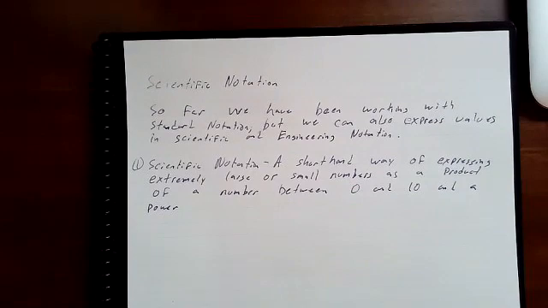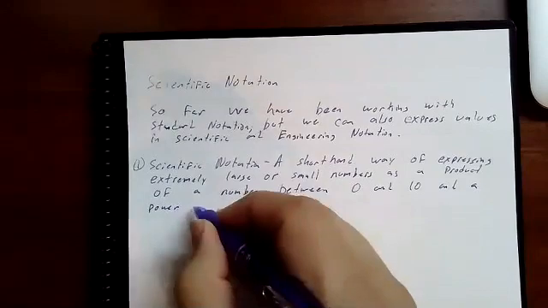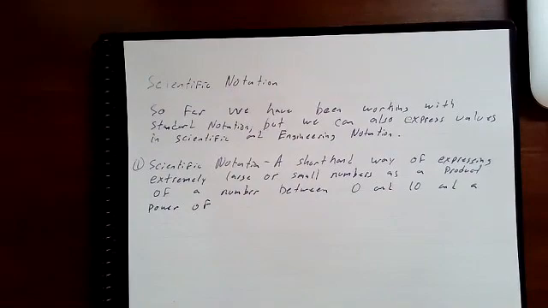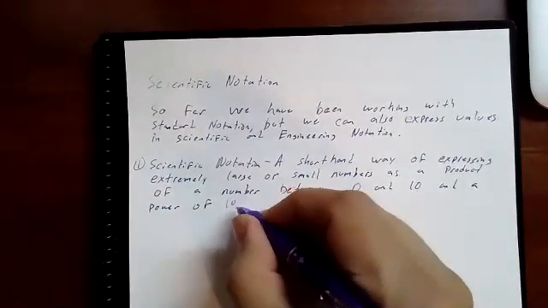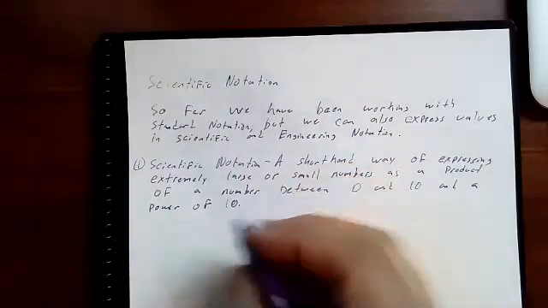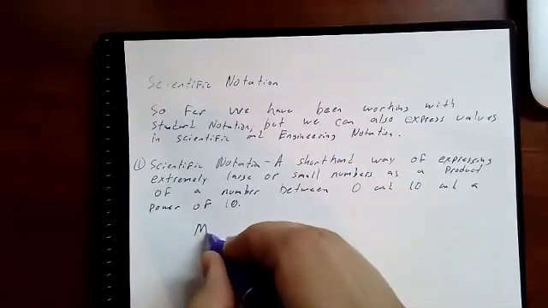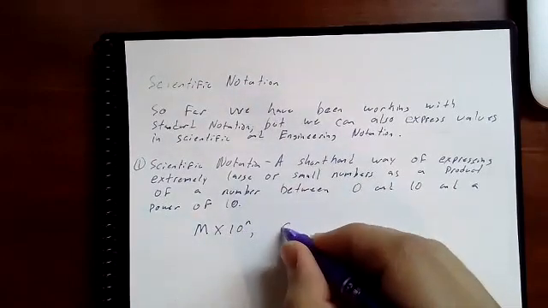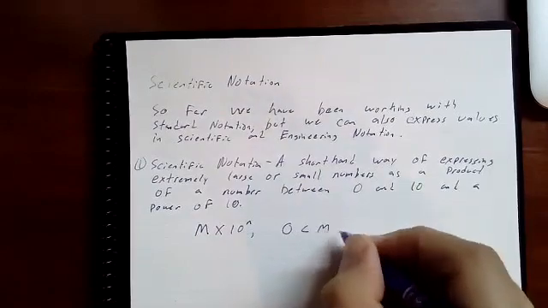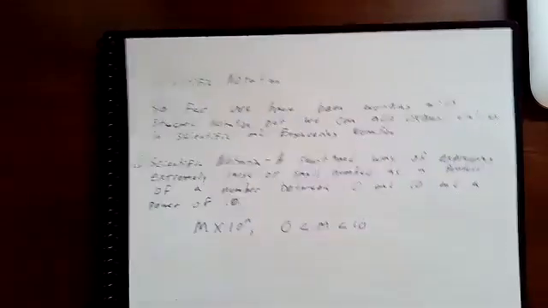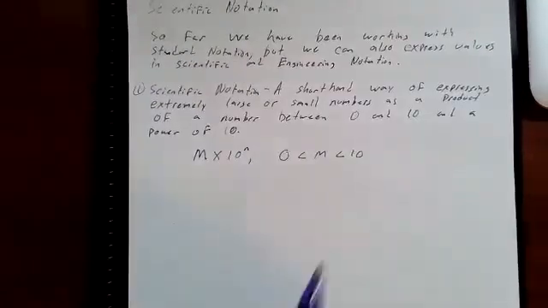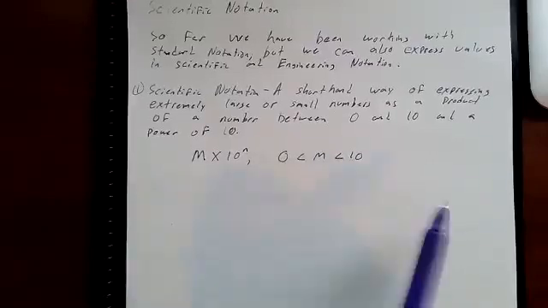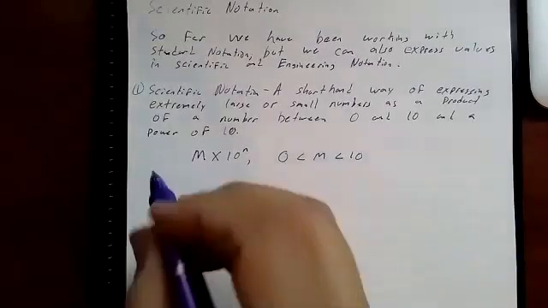The rule says that number, which we're going to call m, needs to be between 0 and 10. It cannot be equal to 0 or 10. So mathematically, scientific notation would be written m times 10 to the n, such that m is between 0 and 10. But there is no equal-to part in math notation. So 0 is not cool, 10 is not cool, but everything in between is fine. All right?